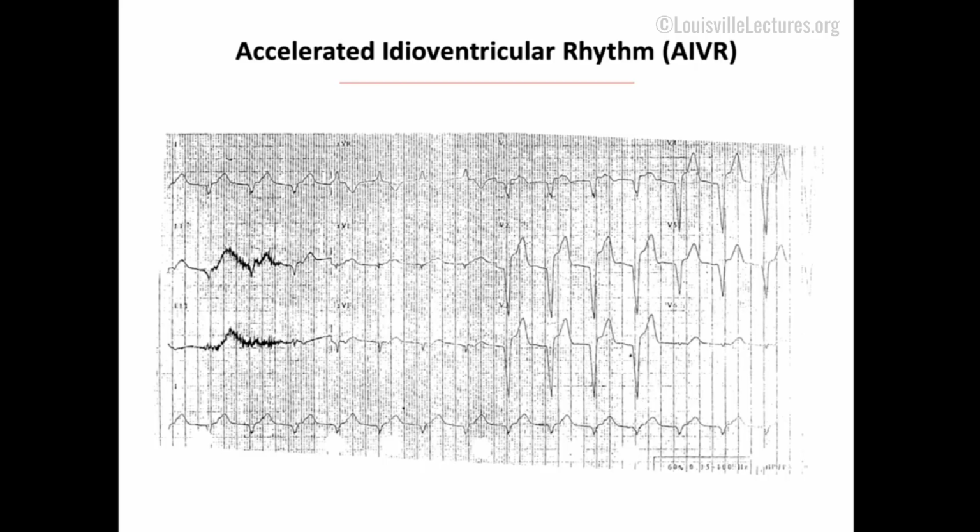This, although it looks at first glance like maybe that's a scary rhythm, is actually what we call a reperfusion rhythm. It's called AIVR, accelerated idioventricular rhythm. Accelerated because it's coming from the ventricle, and usually a ventricular escape rhythm is 20 to 40 beats per minute. Idioventricular because, again, it's coming from the ventricle.